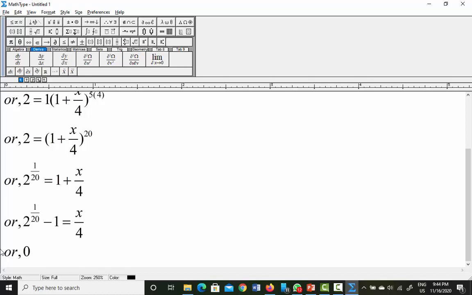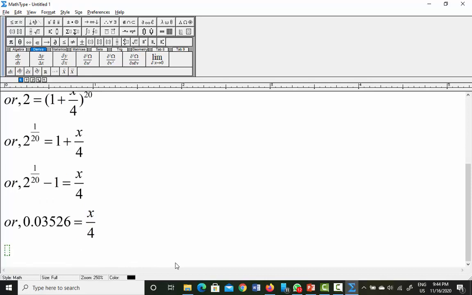So we will get 0.03526, something like that. And then on the right hand side we have x divided by 4. So x is equal to, if you do the cross multiplication, 4 multiplied by this one.